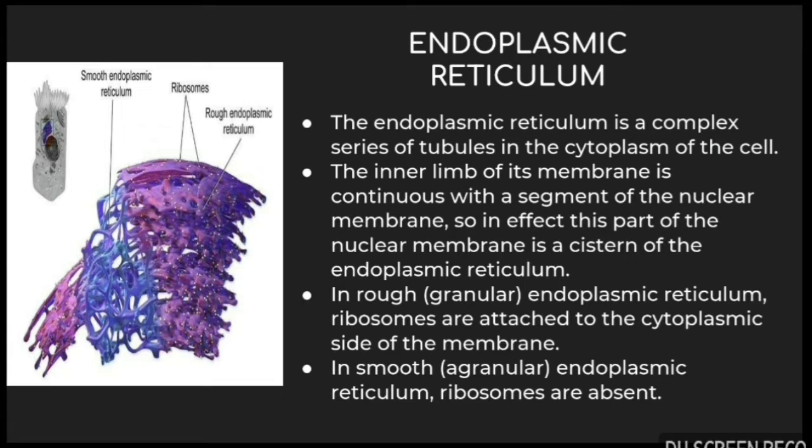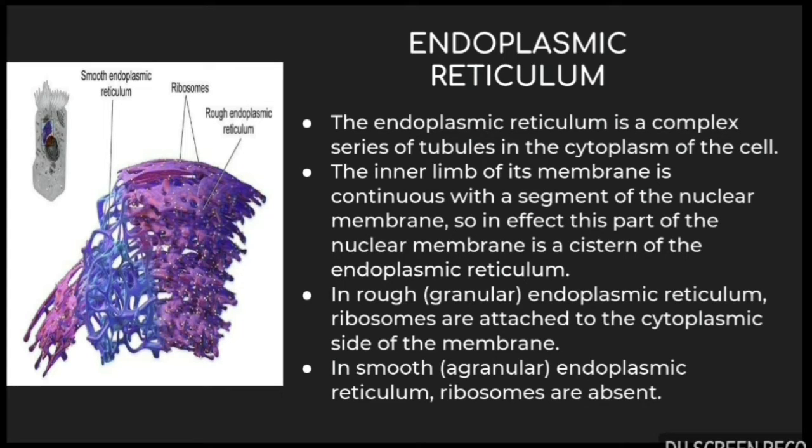Endoplasmic reticulum is a complex series of tubules in the cytoplasm of the cell. The inner limb of its membrane is continuous with the segment of the nuclear membrane. So, in effect, this part of the nuclear membrane is a cisternae of the endoplasmic reticulum. The endoplasmic reticulum starts from the segment of nuclear membrane and moves until the end, close to the cell membrane. There are two types of endoplasmic reticulum.